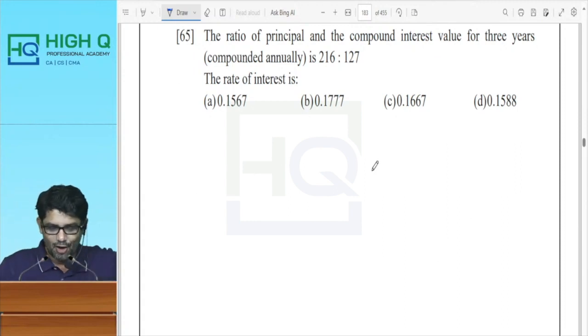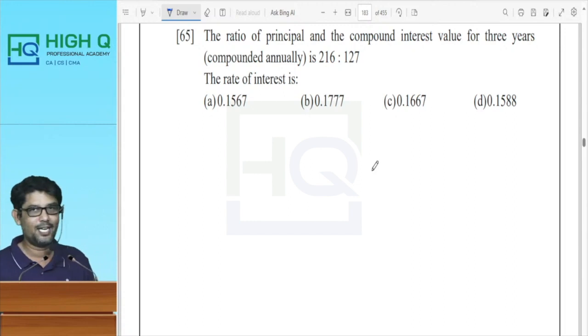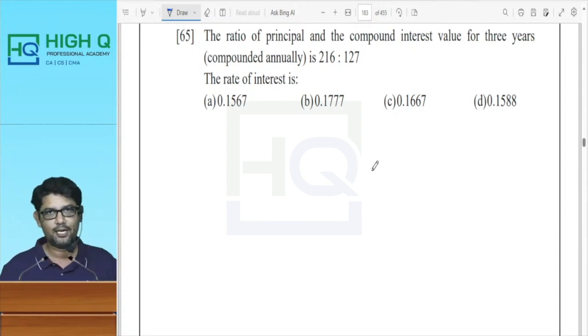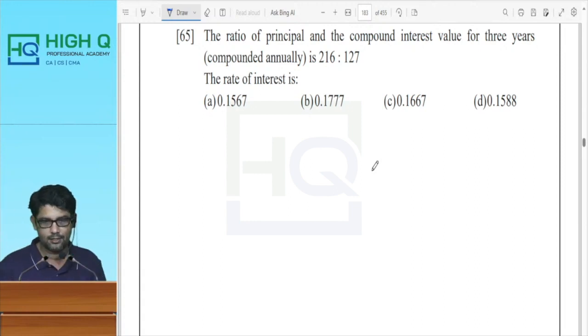The ratio of principal and the compound interest values for 3 years is 216 to 127. The rate of interest is? This one you have to do religiously. See, don't expect all sums can be solved by using calculator or tricks. But I can tell you, out of 40 sums from mathematics, at least 30-35 sums can be solved using tricks. But the remaining 4-5 sums, of course, we need to do. And this is one of its kind.